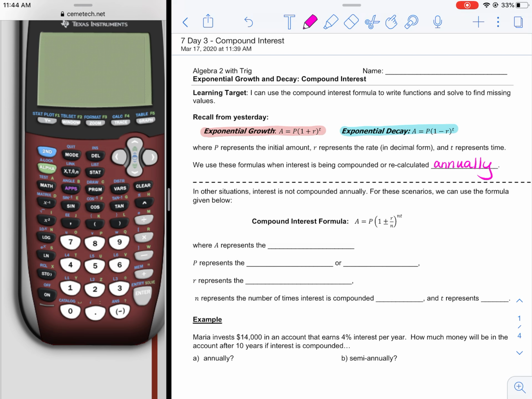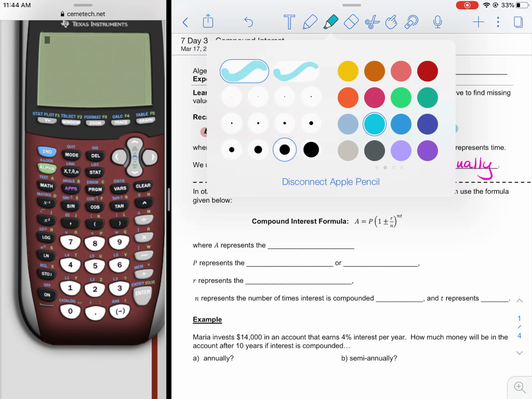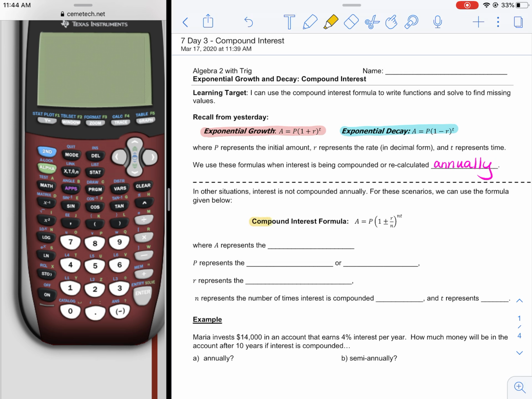Now, in other situations, interest is not compounded annually. It's compounded more than once per year. When interest is compounded more than once per year, we use something called the compound interest formula, and it looks like this. What I want you to notice is that your variables are the same as the exponential growth and decay that we talked about yesterday. The only difference is we're introducing a new variable, n, and the n appears here and here.